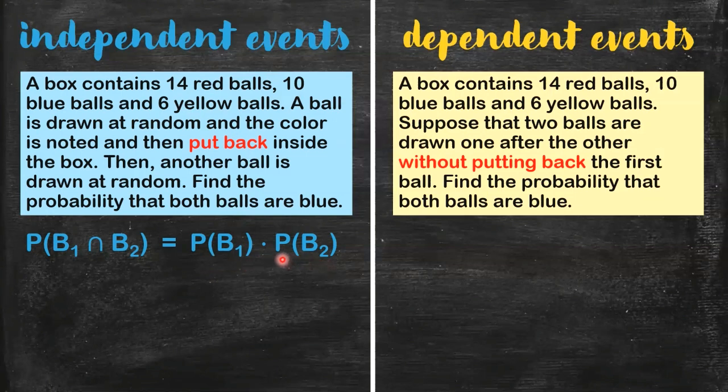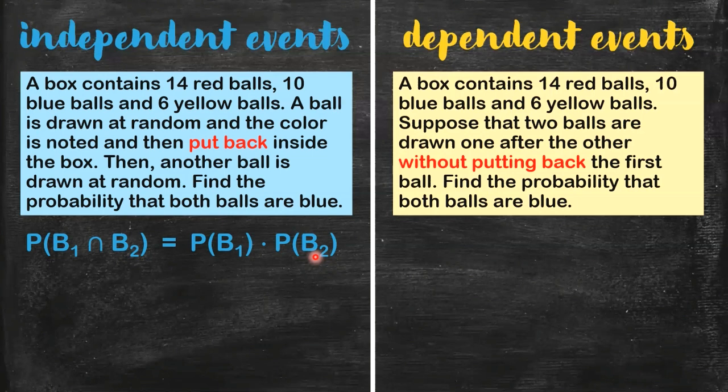Now, what is the probability of B sub 2? This is the probability of getting a blue ball during the second draw. Okay? So again, ilan ang blue balls? 10 pa rin. Okay, bakit? Kasi binalik naman yung first blue ball. So ibig sabihin, kapag binalik yung first blue ball, 10 blue balls pa rin yung nasa box. So ibig sabihin, meron pa rin 10 na pagpipilian.